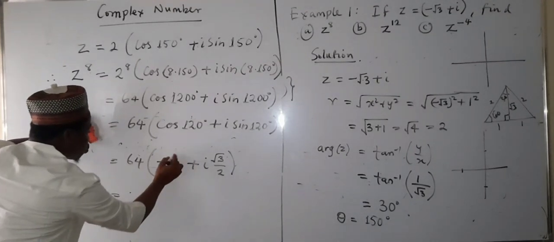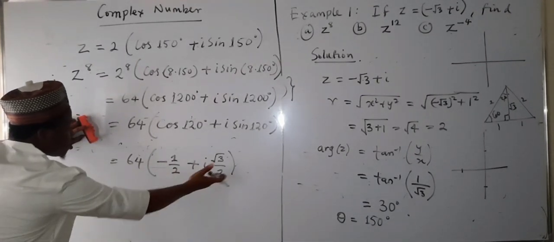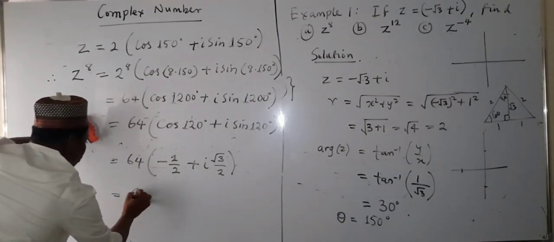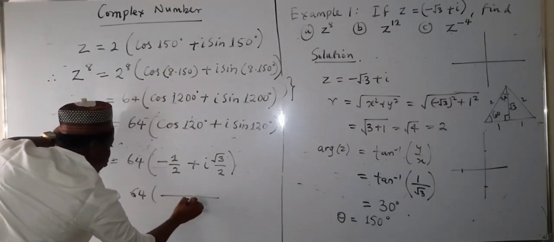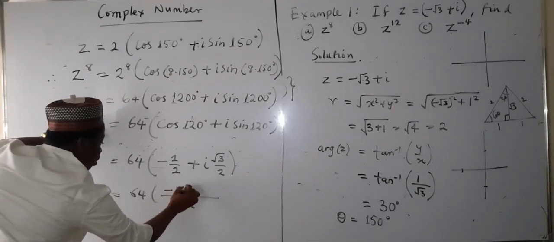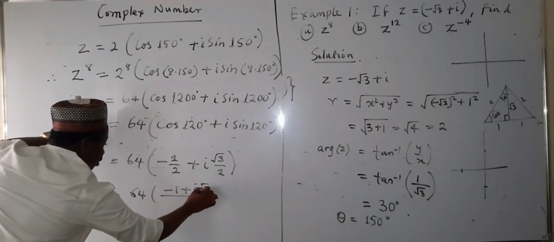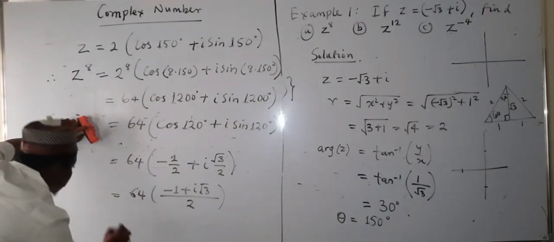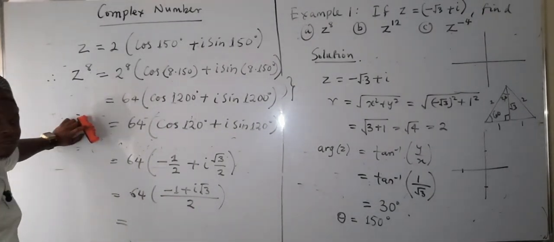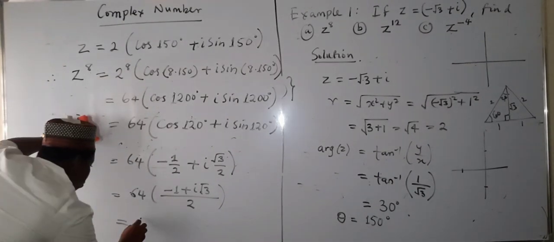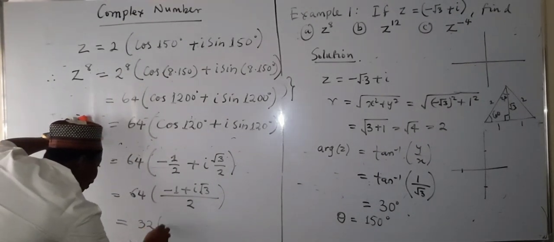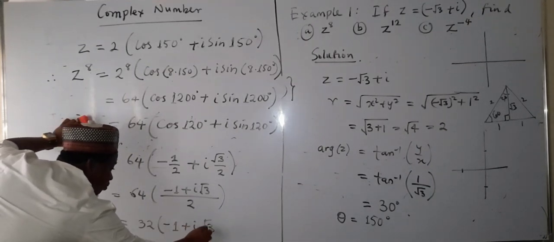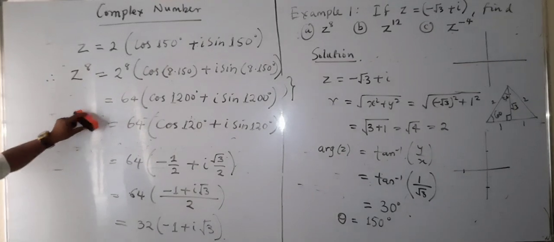All the same. This is 1, right? LCM is 2. Yes. This was the same thing. So we have 64 over LCM 2, right? Yes. Minus 1 plus i root 3. Is that correct? This is what we have, right? Yes. 64 by 2 is what? That is 32. 32 open bracket minus 1 plus i root 3. So this is your final answer.